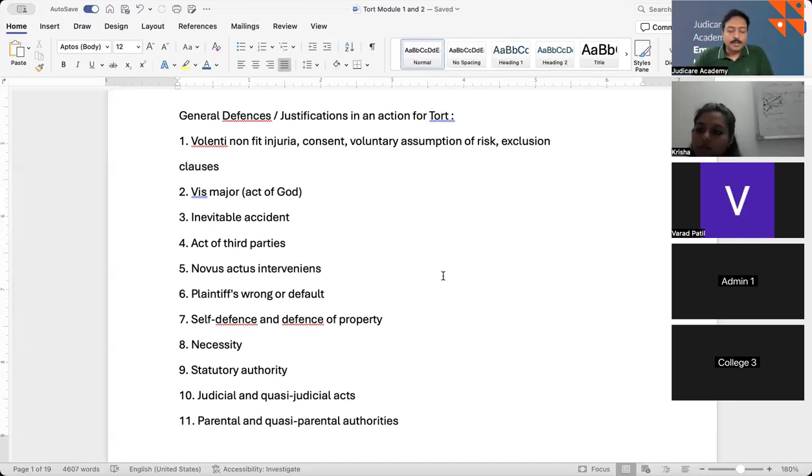And the defense of voluntary non fit injuria was successfully applied in this matter, and the defendant was relieved of the liability. So there was no liability of the defendant because it was not his fault.